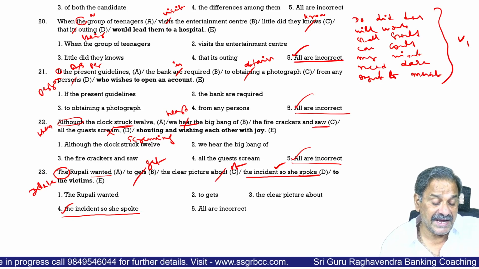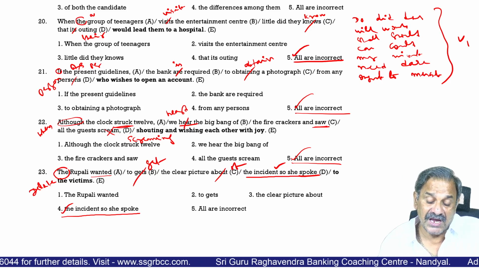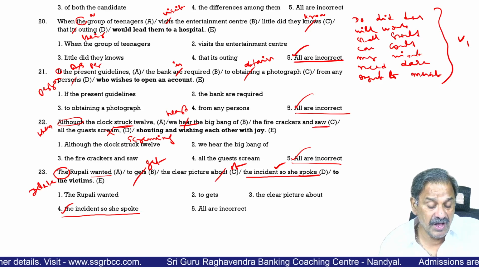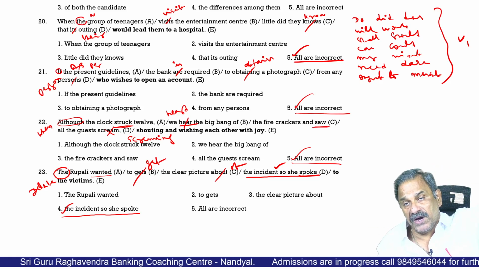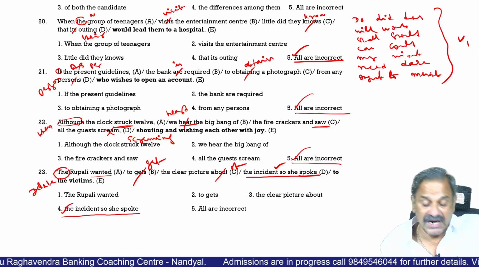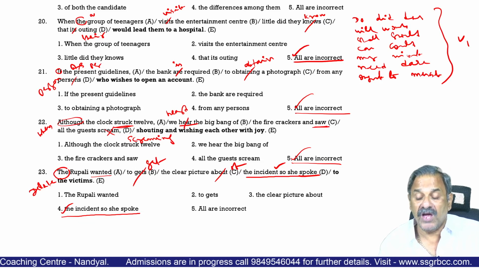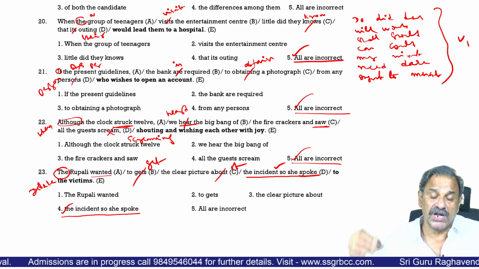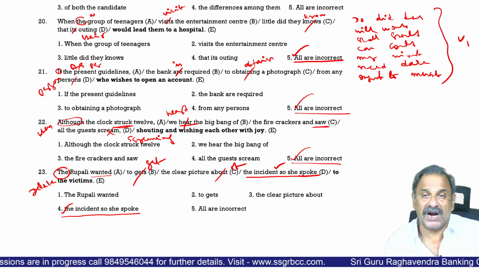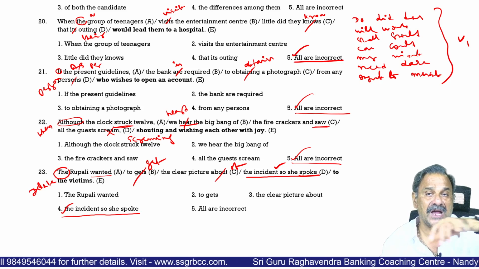Okay. Then next, 22nd. Although the clock struck 12, we hear the big bang of the firecrackers and saw all the guests scream, shouting and wishing each other with joy. Saw is related to the past, struck is related to the past, so we have to go to the past. So when the clock struck 12, we heard, past. Here you have to change: heard the big bang of the firecrackers and saw all the guests screaming, shouting and wishing. Screaming and shouting, and after and, wishing is there. Before and also we have to use the ing form. So this is known as parallel usage.